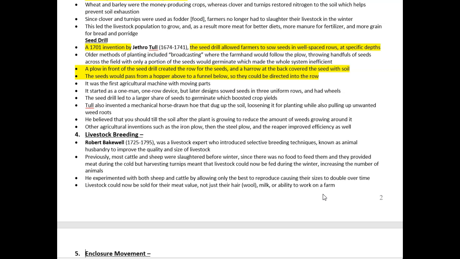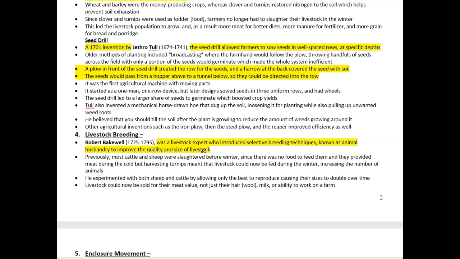Number 4, livestock breeding. Robert Bakewell was a livestock expert who introduced selective breeding techniques known as animal husbandry to improve the quality and size of livestock. Go ahead and highlight that.